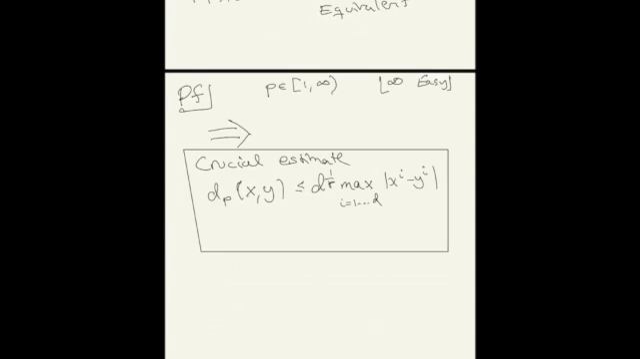to 0. So the crucial estimate is, it's true for any two vectors, let's call them x and y. The distance d_p between x and y is at most d to the power 1 over p times the maximum over i equals 1 to d of the difference in components, |x_i - y_i|. So this is the crucial estimate. Let's prove this estimate.